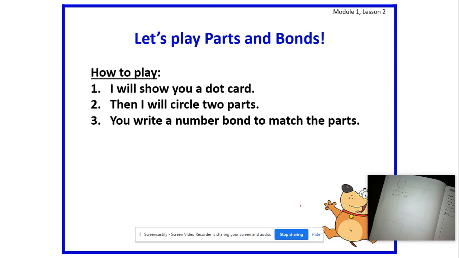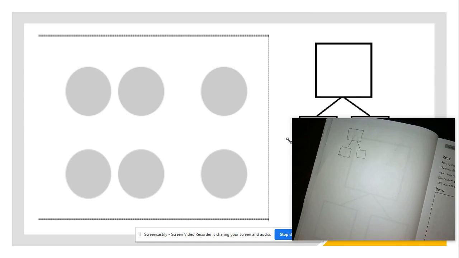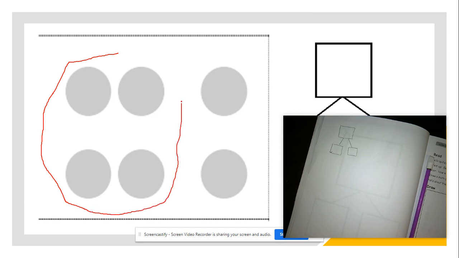Okay, let's start. Are you ready? This is my first dot card. Let me make this screen bigger so that you can see it a little bit better. Okay, this is the first one. I'm going to go ahead and circle 2 parts. You go ahead and fill in your number bond when I tell you. Your pencils are parked. Okay, I'm going to circle. Sorry for my circles. They're not very straight on the computer.